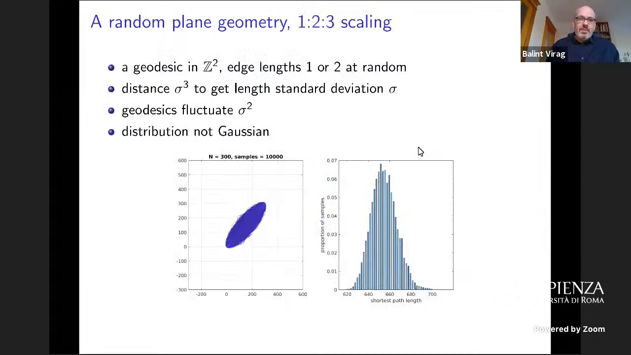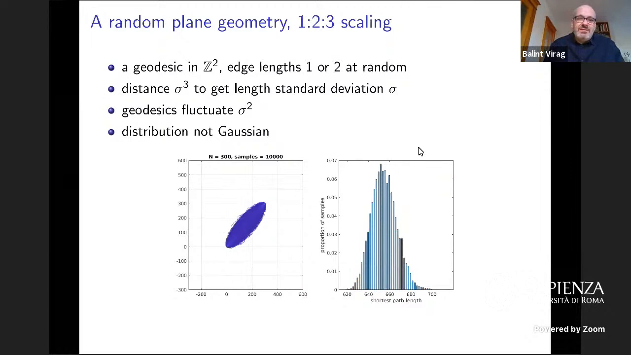One thing you may want to see is how far do you have to go so that the distance has standard deviation sigma. You can do simulations of that, and the answer is actually sigma cubed. That already tells you that there's going to be something interesting happening here, because we're not used to cubes in probability.